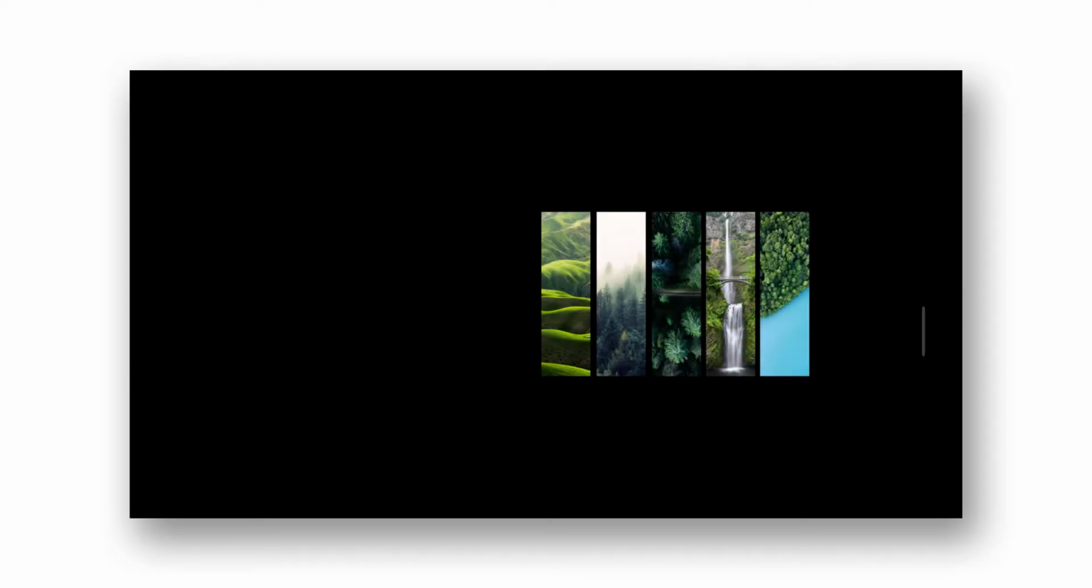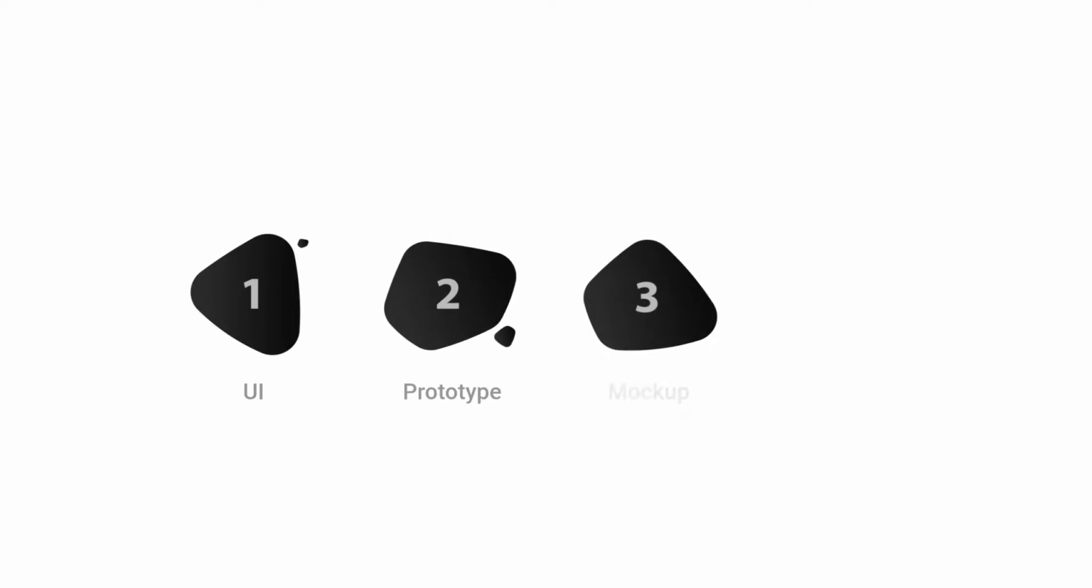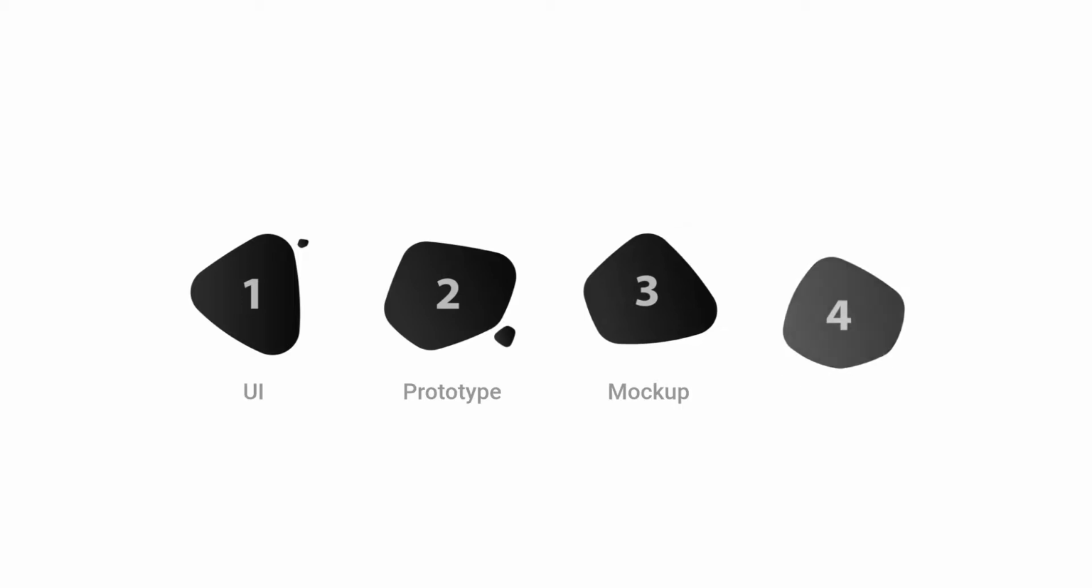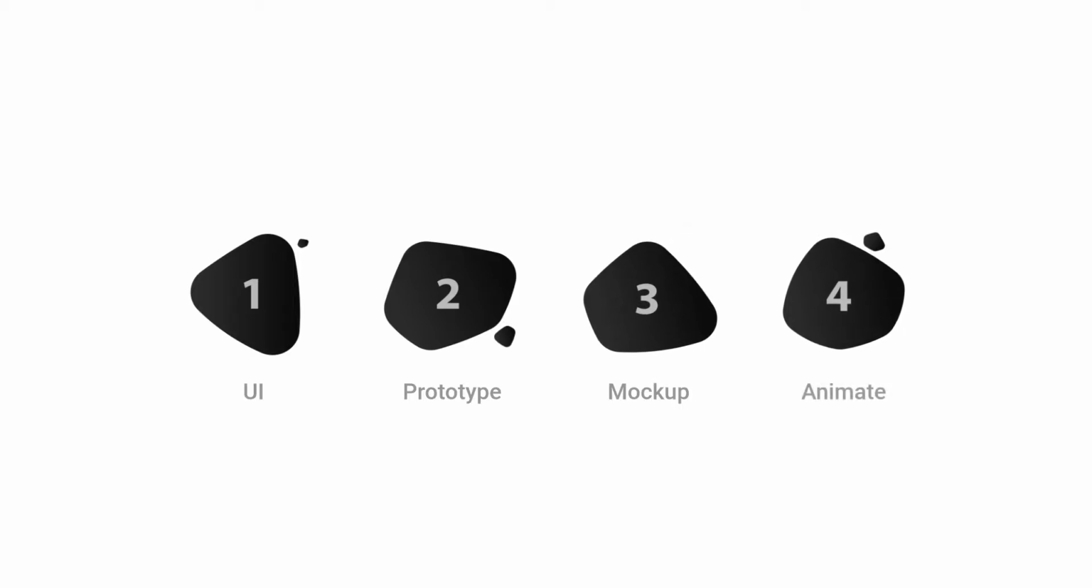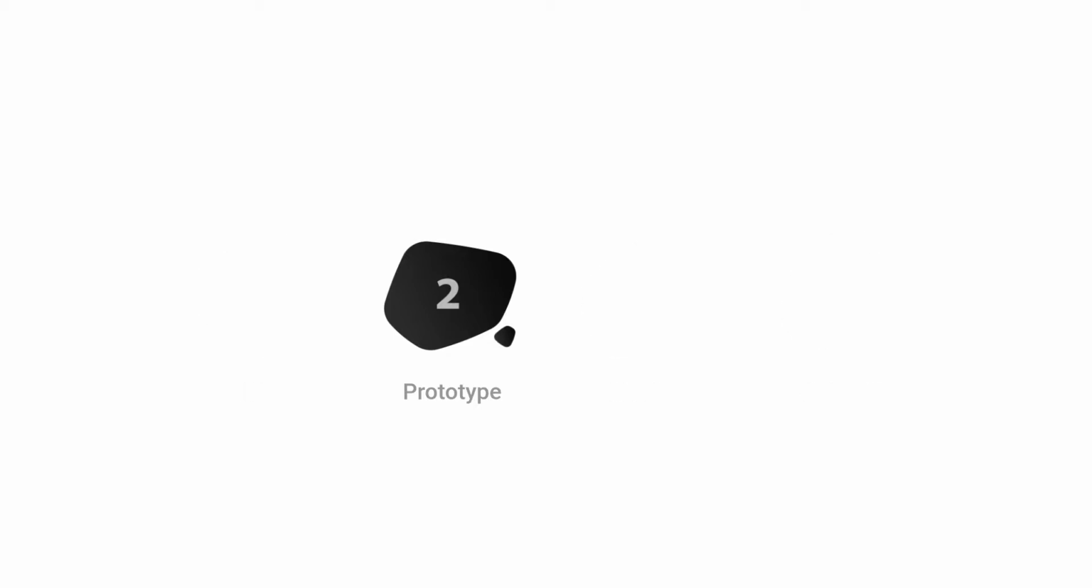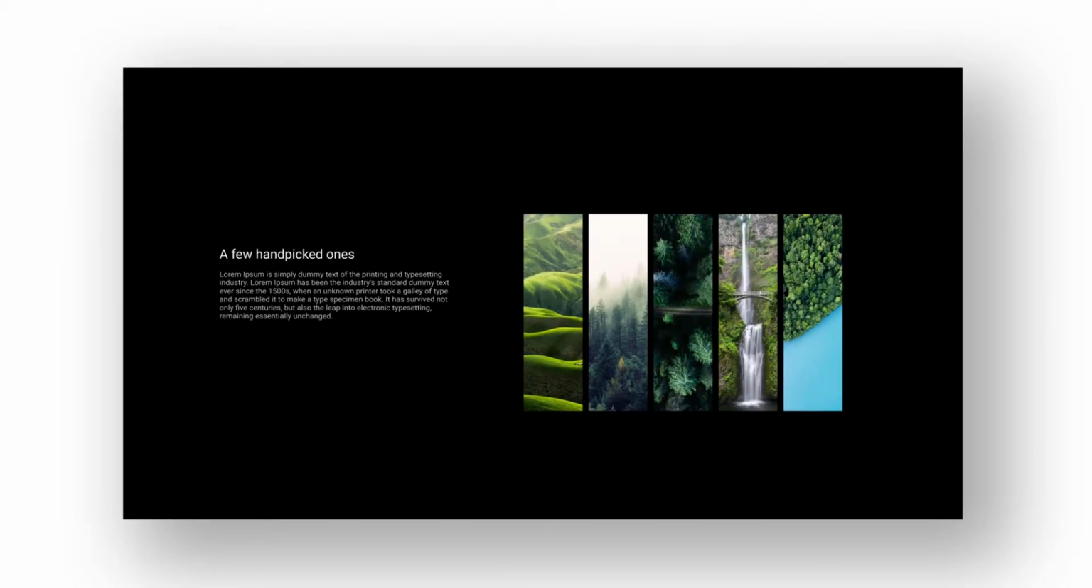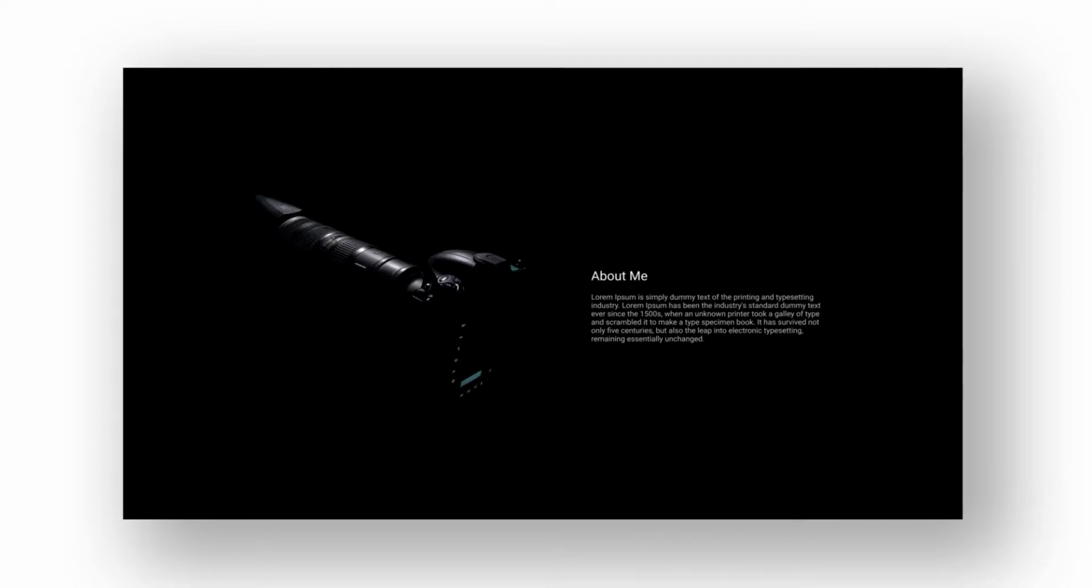Welcome to the series where we are designing a simple portfolio website for a photographer. In the previous video, we saw stage 1 where we designed the UI. In stage 2, we will prototype the designed UI. In stage 3, we will design the mockup. And finally in stage 4, we will animate the UI. In this video, we will cover stage 2, prototyping the designed UI. We will see how to provide links from the navbar to navigate to the corresponding sections.